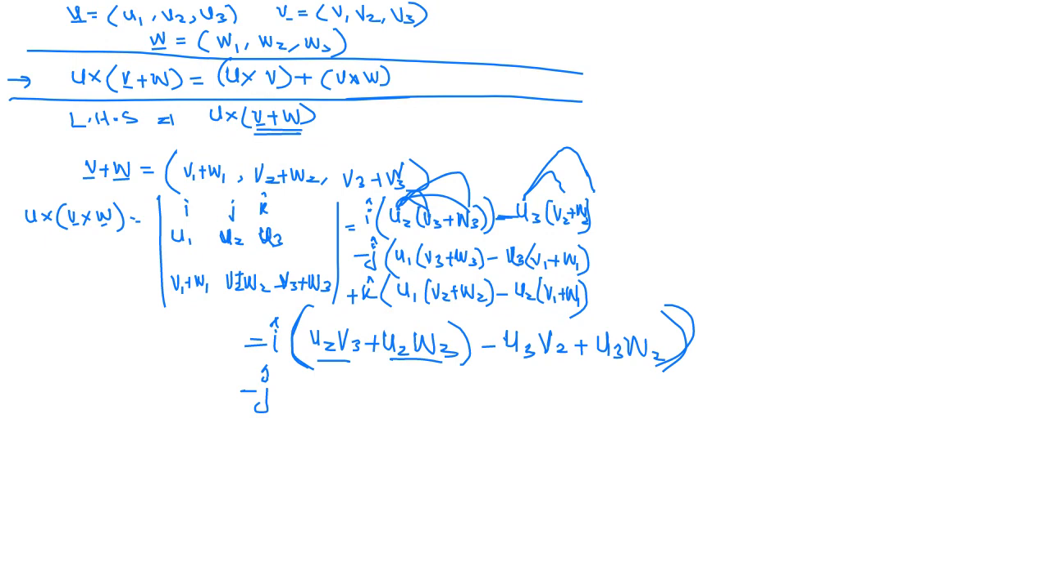Okay, i, j, and k. See, first you have to choose this one. Choose this one, so remove this line and this line. You have to multiply this and this vector and minus this and this vector.